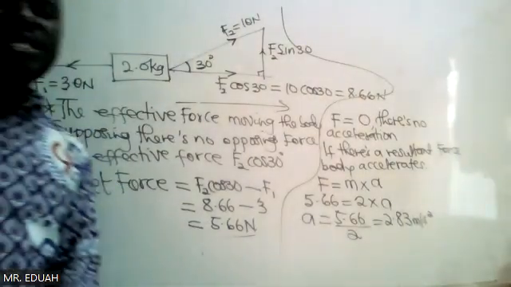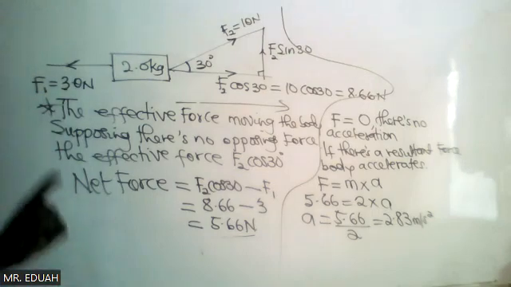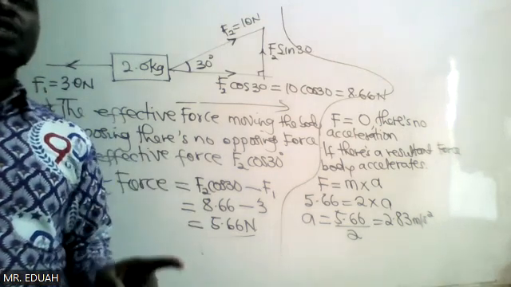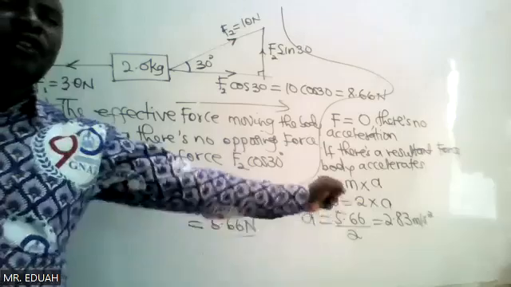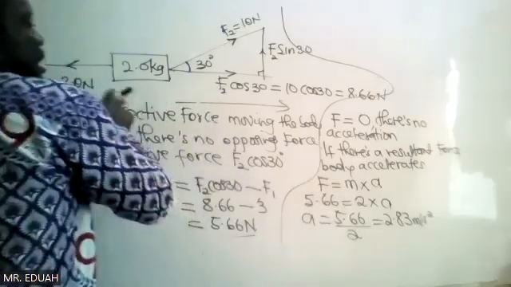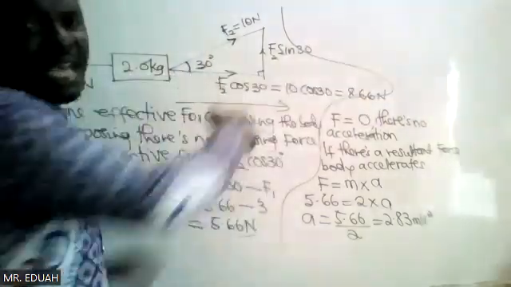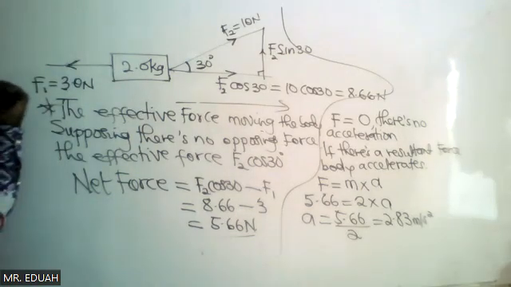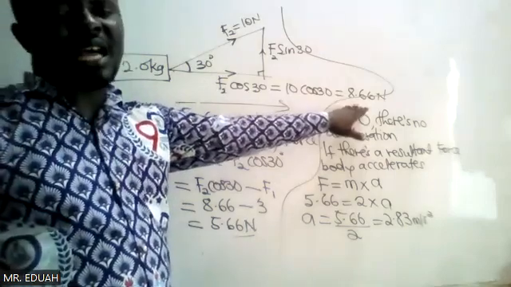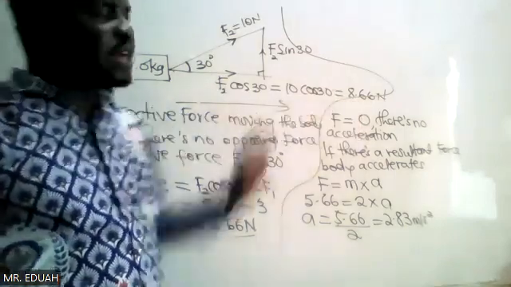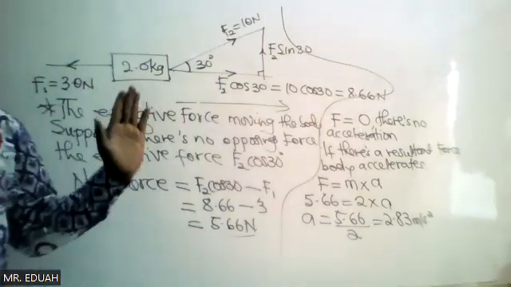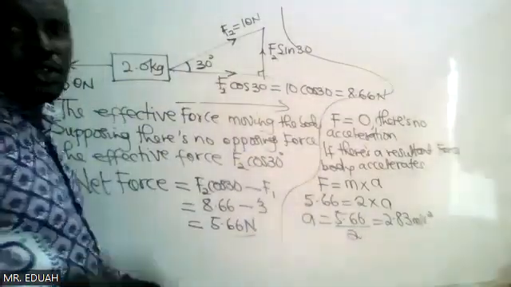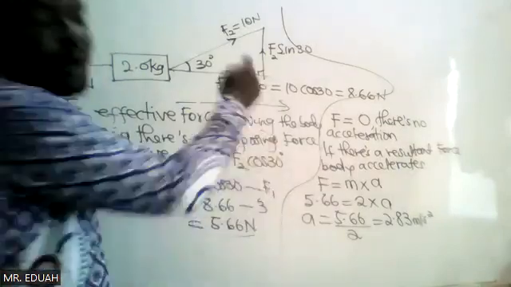A body's acceleration always occurs in the direction of the resultant force. The resultant force is always in the direction of the larger force. So here the contrast is between the effective force to this side, the 8.66, and it is opposed by 3.0. So 8.66 is the larger force. The body will always accelerate in the direction of the larger one, so the direction of the acceleration is to the right. To my right, and I'm sure to your right as well.